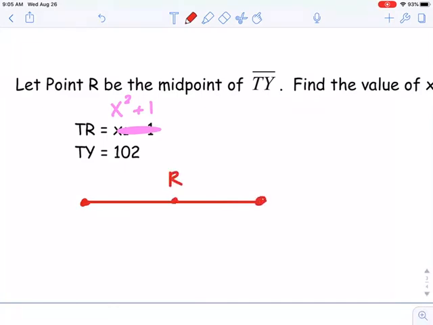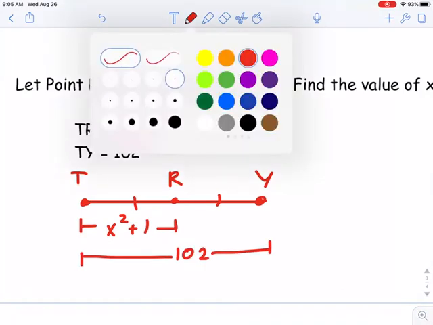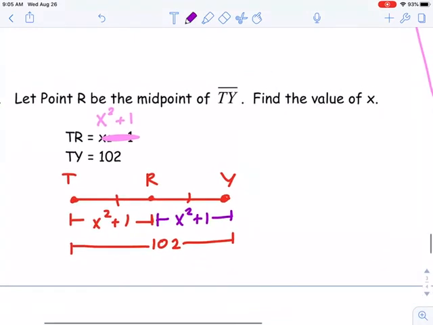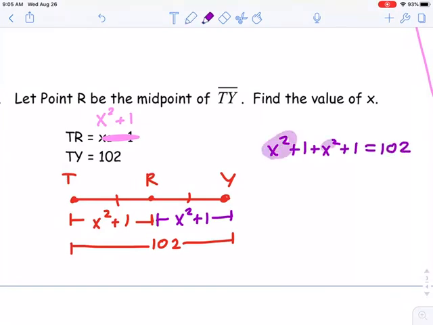All right, so we've got R still the midpoint, T, Y. This is x squared plus 1. The whole thing is 102. So that means that this is also x squared plus 1. So setting up this equation, I'm going to write x squared plus 1 plus x squared plus 1 equals 102.